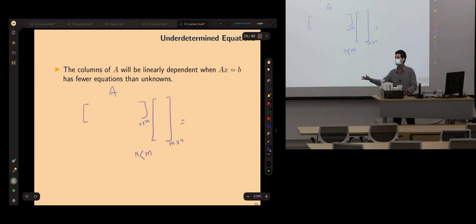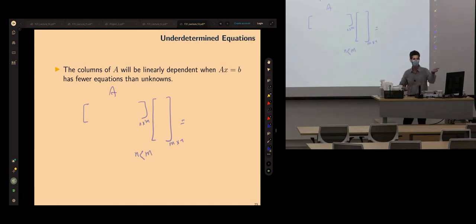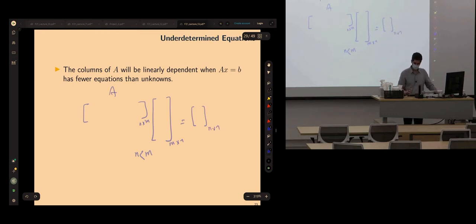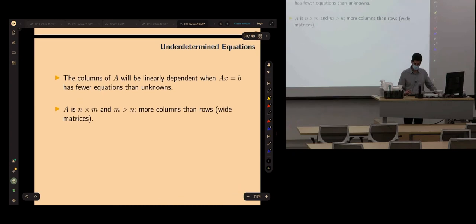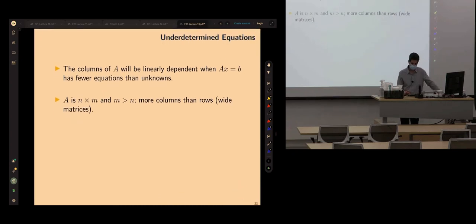So imagine I have 3 variables, 3 columns, and then I have 2 equations, right? One equation is missing. I don't have enough information to exactly solve the solution. It's going to be n by 1. So we're going to learn how to solve this.